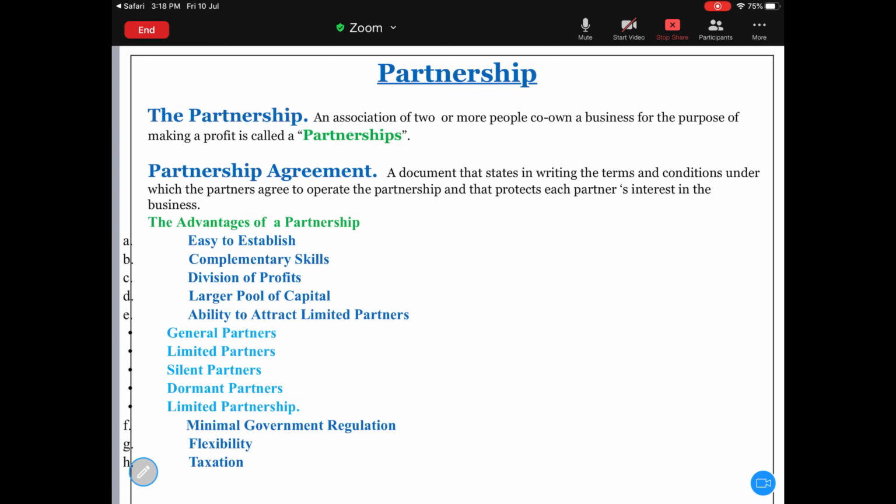Division of profits: obviously, if there are more than one people, the profit has to be divided, and it is clearly written in the agreement, so there should not be any problem in it. Larger pool of capital means that there is more chance of making the capital available. That means when there are more than one people, they can easily accumulate more capital than just one person.